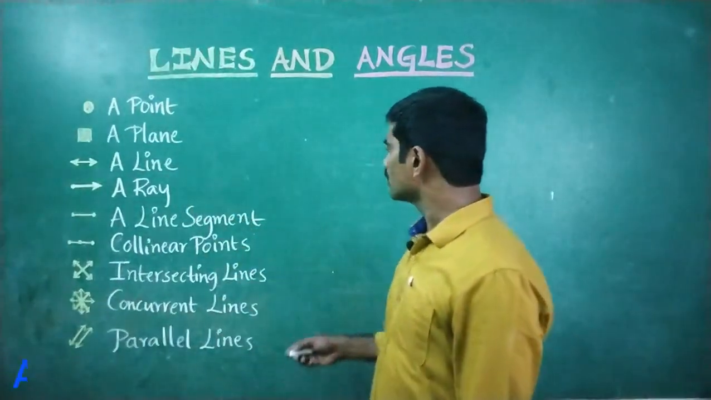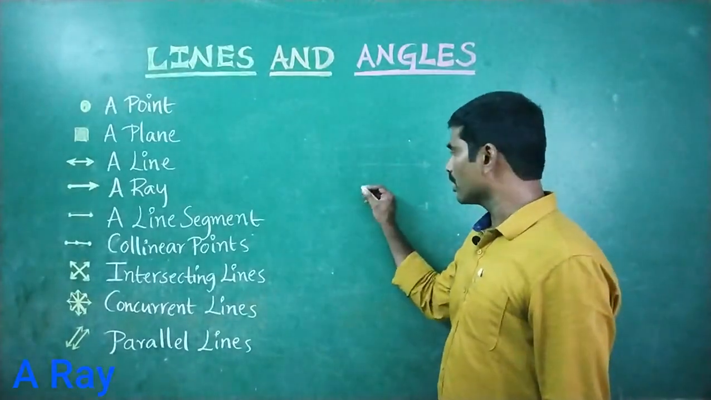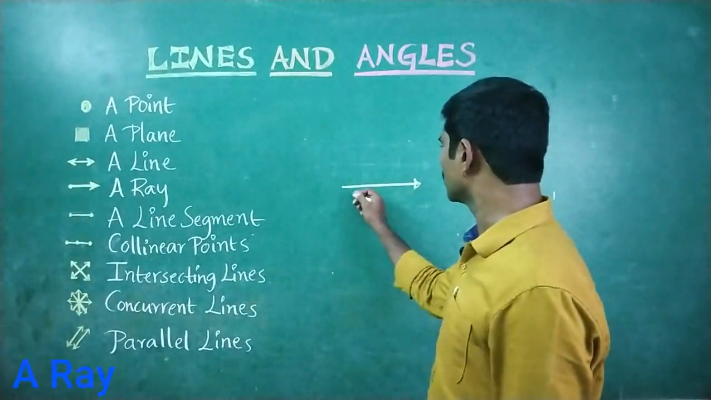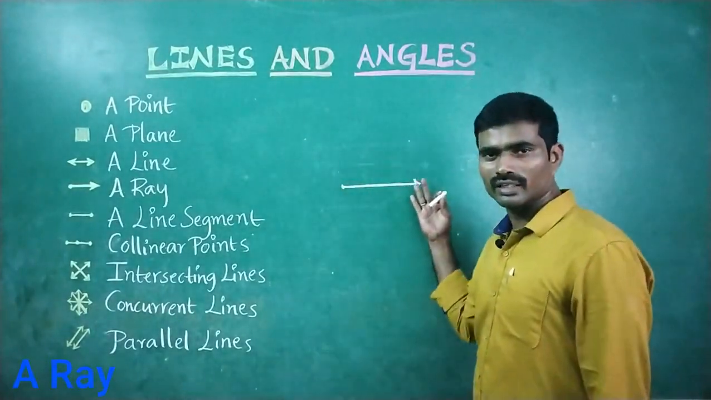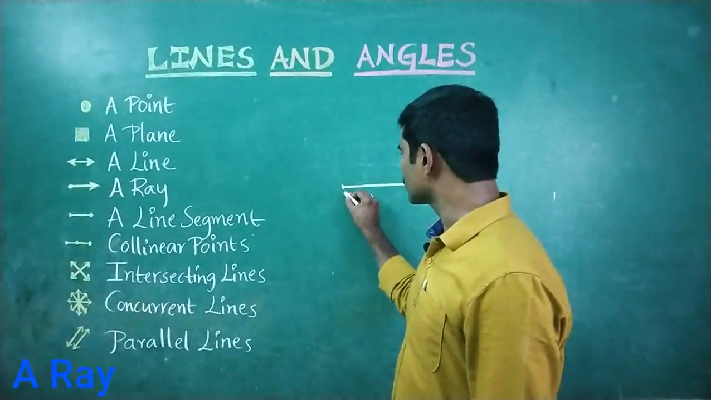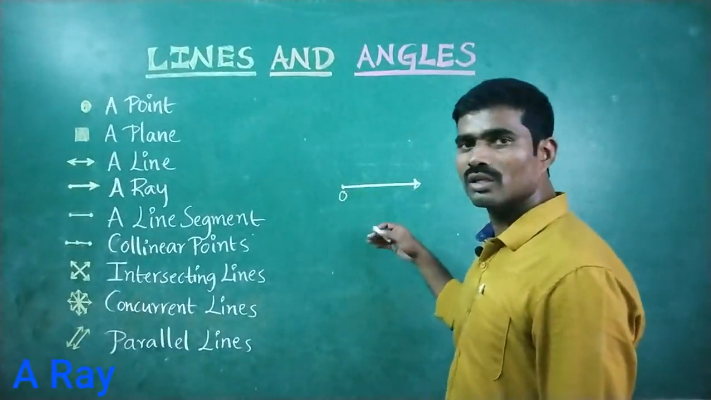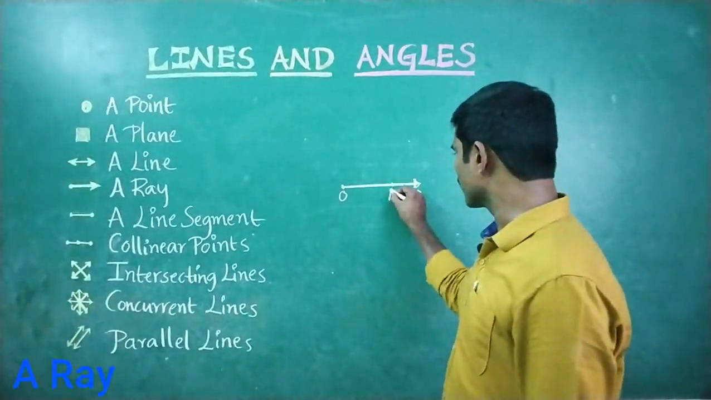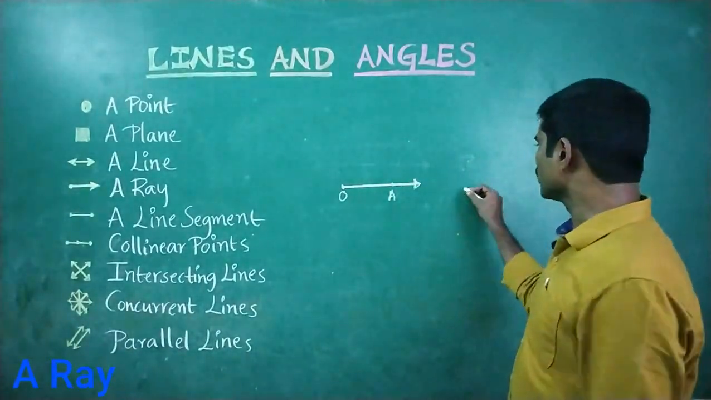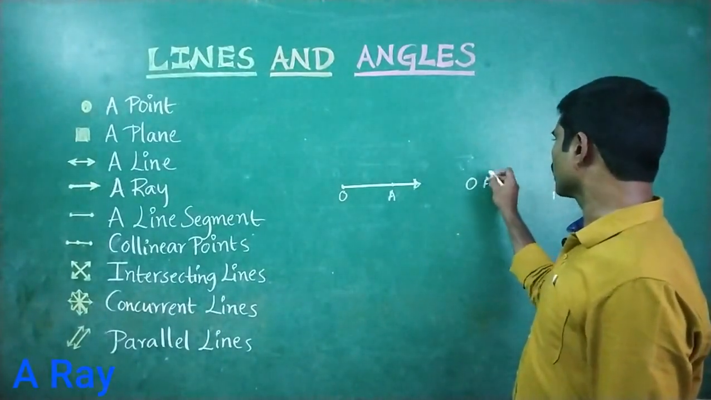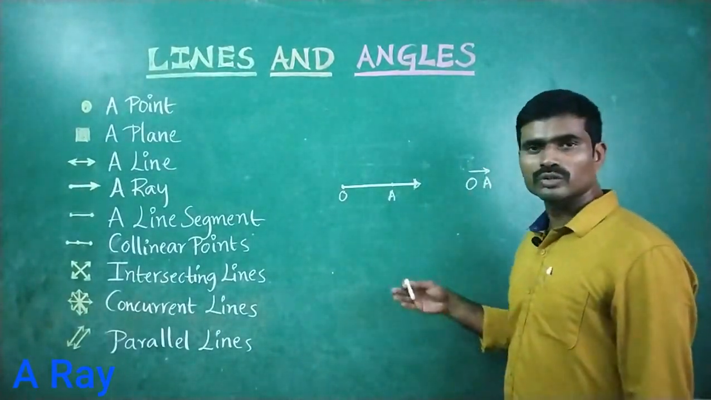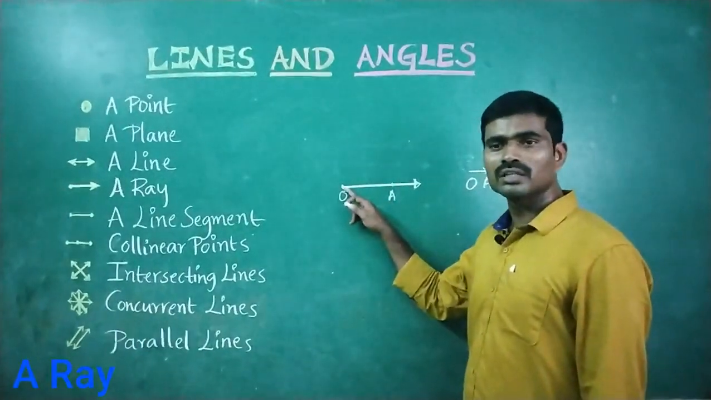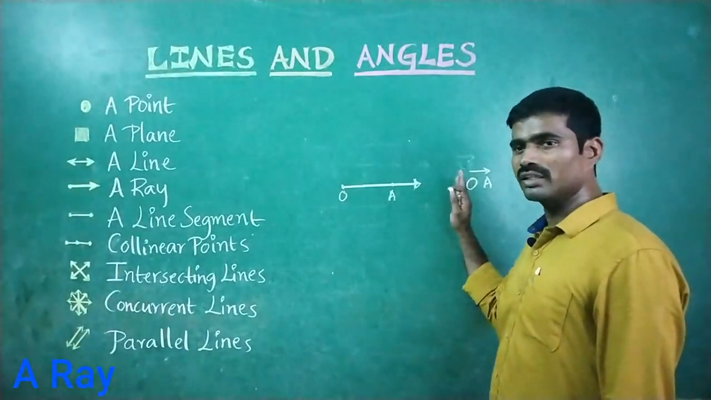A ray. A ray is a one-sided part of a line. It has one endpoint, and the other side is endless. Suppose I take this point as O, and any point on the ray I take as A. I denote it as ray OA, with the ray symbol. So rays are denoted like this. It has one endpoint, and on the other side it continues.